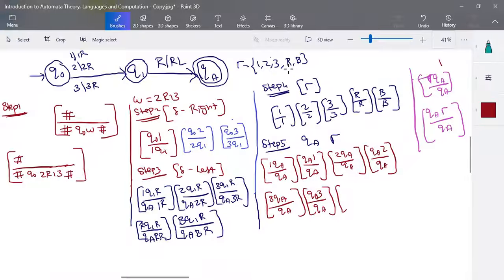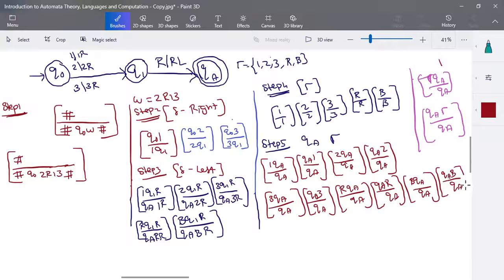And for the remaining dominoes, like tape symbol, you have R and blank. Write it for RQA as QA, and QAR as QA, and blank QA as QA, and QA blank as QA. This is your step 5.